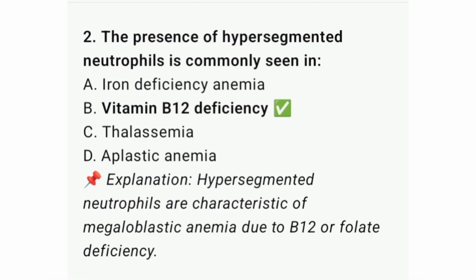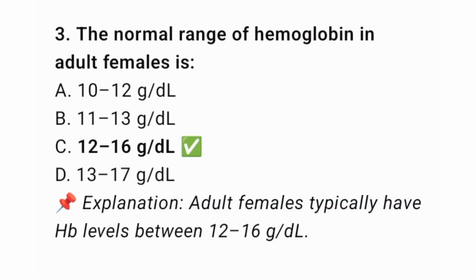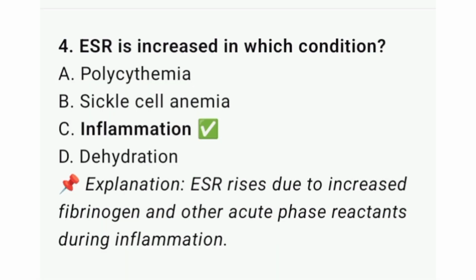The presence of hypersegmented neutrophils is commonly seen in vitamin B12 deficiency. The normal range of hemoglobin in an adult female is 12 to 16 gram per dL. ESR increased in which condition? Inflammation.